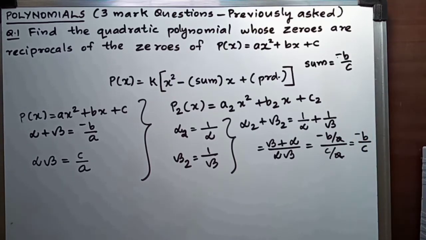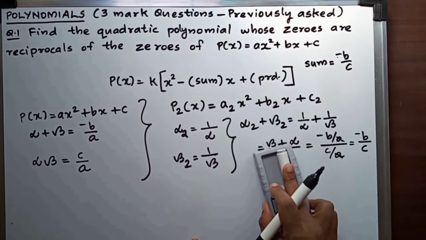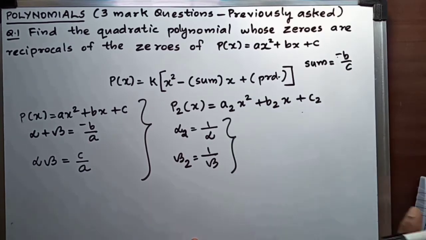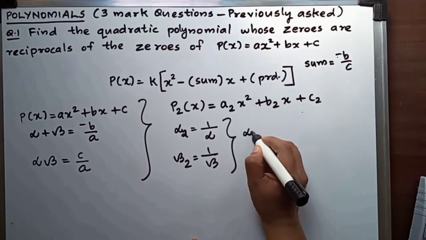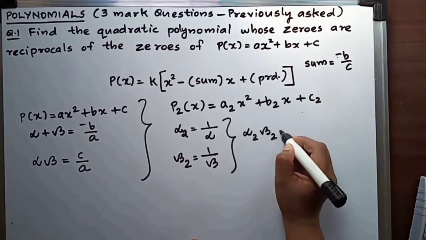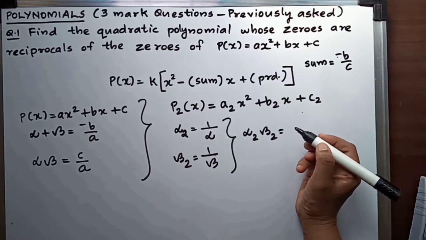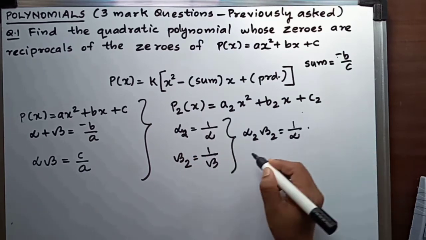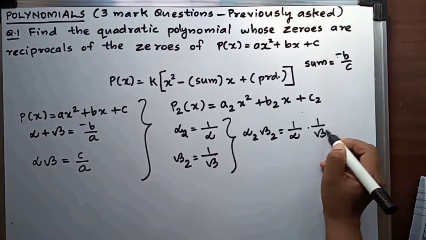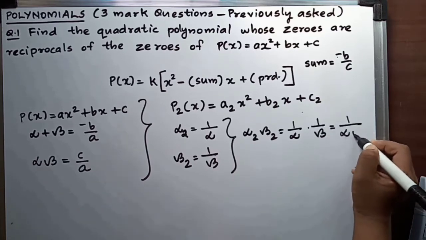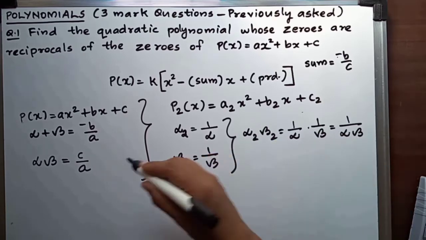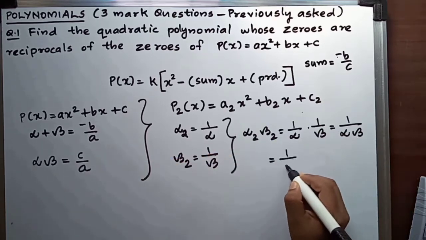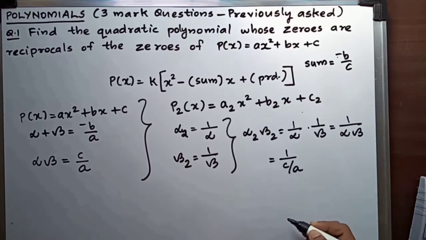Okay. Similarly, we are going to find the product of zeros of this required polynomial, that is alpha 2 into beta 2. Alpha 2 is 1 by alpha. Beta 2 is 1 by beta. So this is 1 by alpha beta. Now what is alpha beta? This is c by a. So this is 1 by c by a.